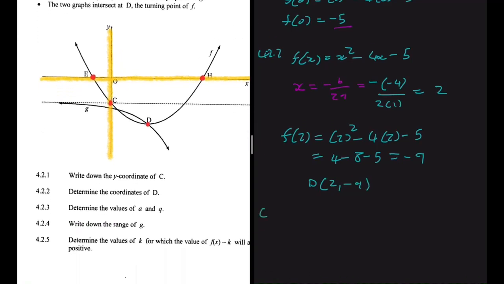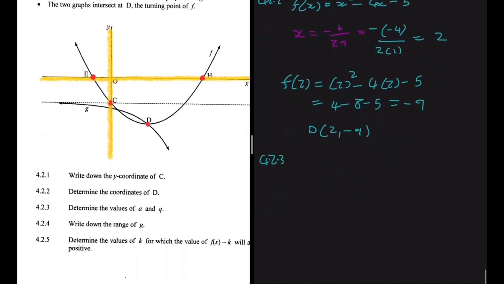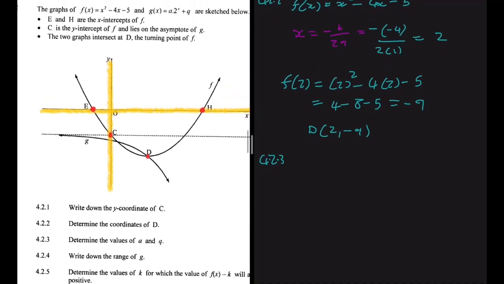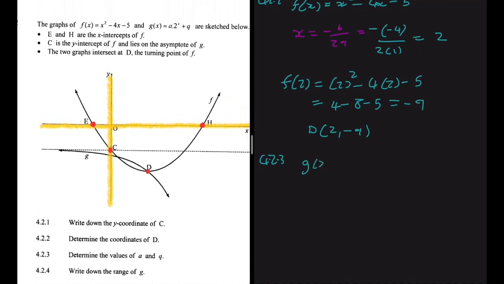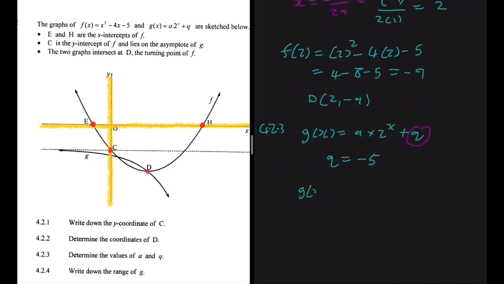Now let's do 4.2.3. We're looking for the values of a and q from our graph g of x. So g of x is equal to a multiplied by 2 to the x plus q. q is the asymptote of our graph, but we are told that the asymptote of g is at the y-intercept of f. So now we can easily say that q is equal to minus 5. So if q is equal to minus 5, then we have g of x being equal to a multiplied by 2 to the x minus 5.